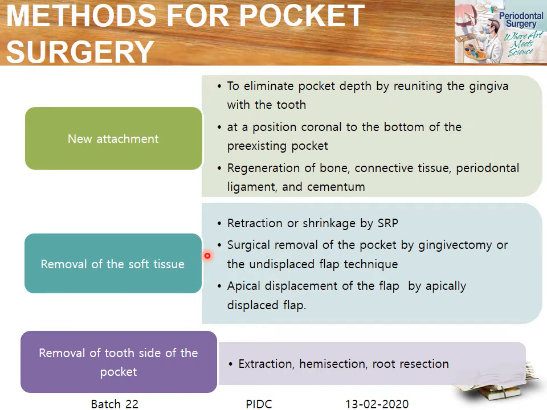There is surgical removal of the pocket by means of gingivectomy or undisplaced flap, or apical displacement of the flap by means of an apically displaced flap, or we can go in for removal of the tooth side of the pocket, where we can do extraction, hemisection, or root resection. So these are the 3 methods for pocket surgery. You can go for new attachment, or removal of the soft tissue, or removal of the tooth side of the pocket.